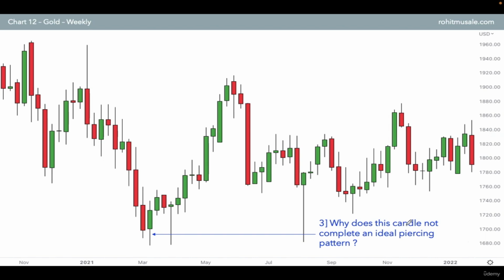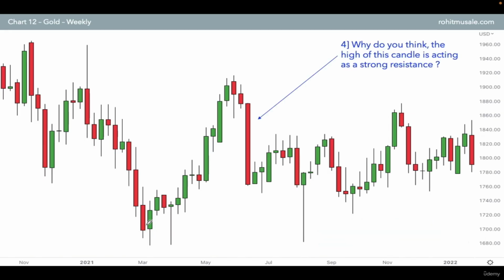Number 3, why does this candle not complete an ideal piercing pattern? See, for an ideal piercing pattern, the opening of the green candle should be below the low of the prior black candle or the red candle. That is the reason why it's not an ideal piercing pattern. Number 4, why do you think the high of this candle is acting as strong resistance? Well, because it satisfies our criteria for a long black or red real body. It opens near the high and closes near the low.